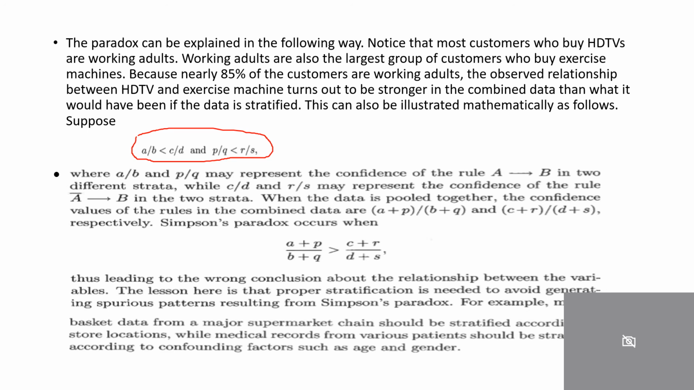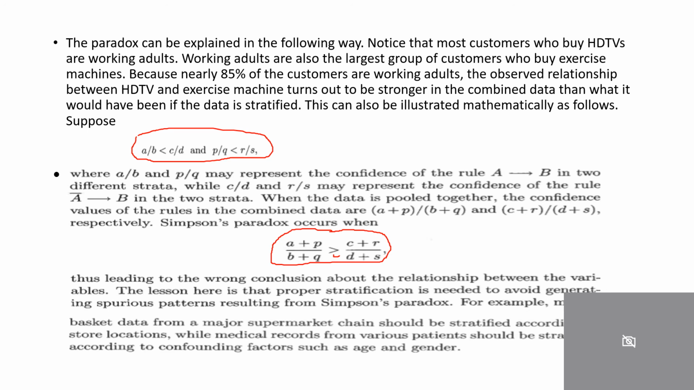A and B, or P or Q, may represent the confidence of the rule in different data. Now when you add A plus P, if you add the particular rules, the complete direction has changed. It has become greater than. You see, here it was less than, but here it has become greater than.